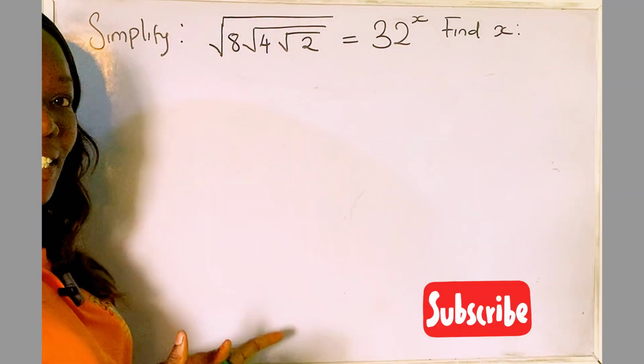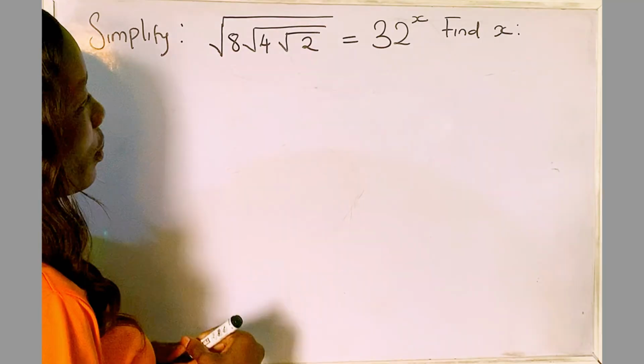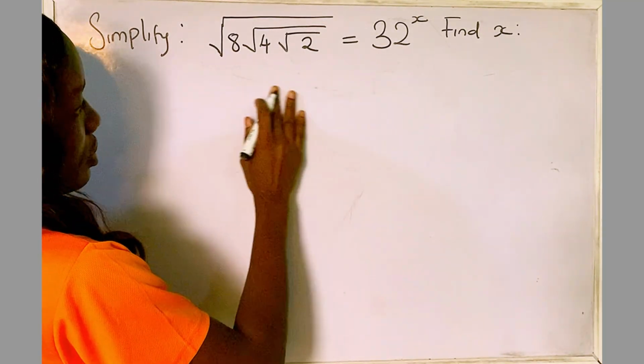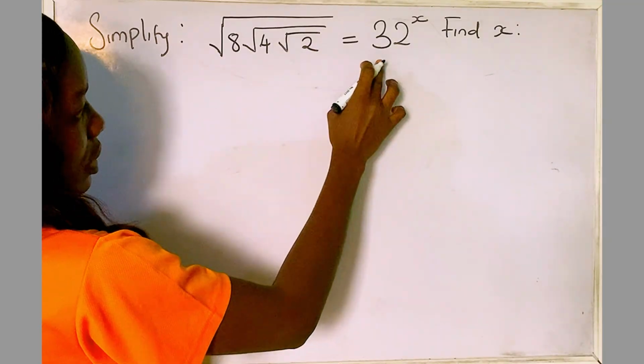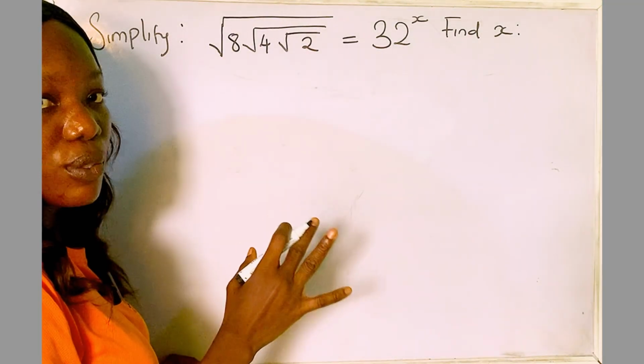So today we have yet another interesting question to solve. We have to simplify this equation: root 8, root 4, root 2 is equal to 32 to the power of x. Find the value of x.